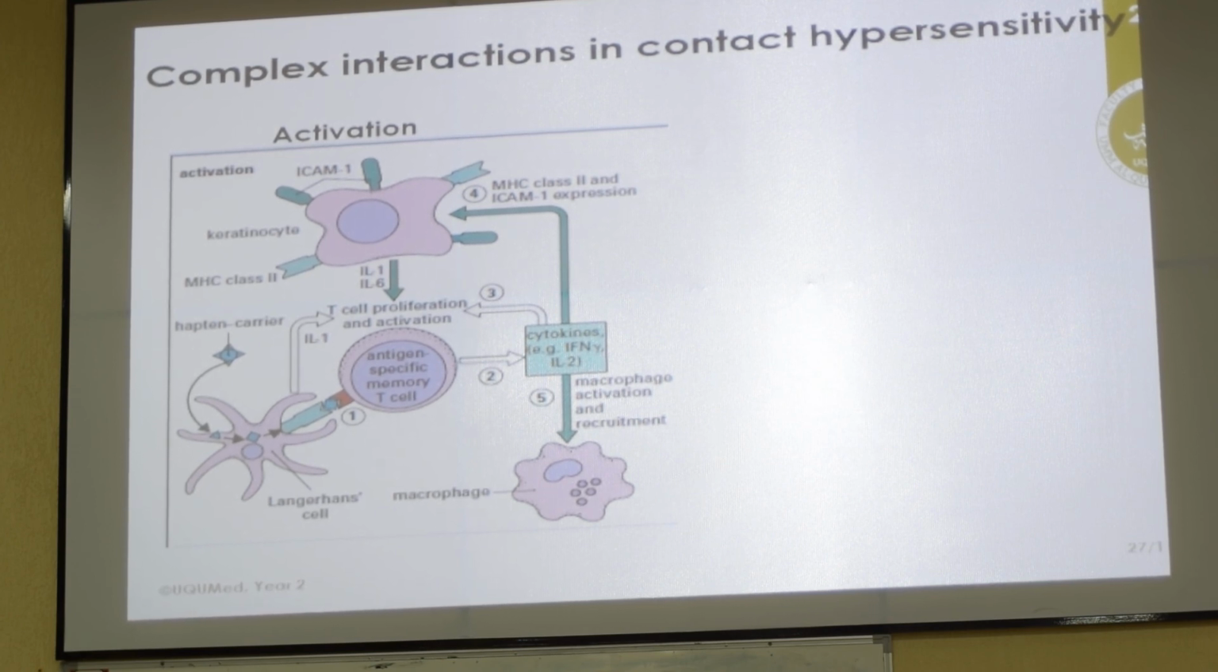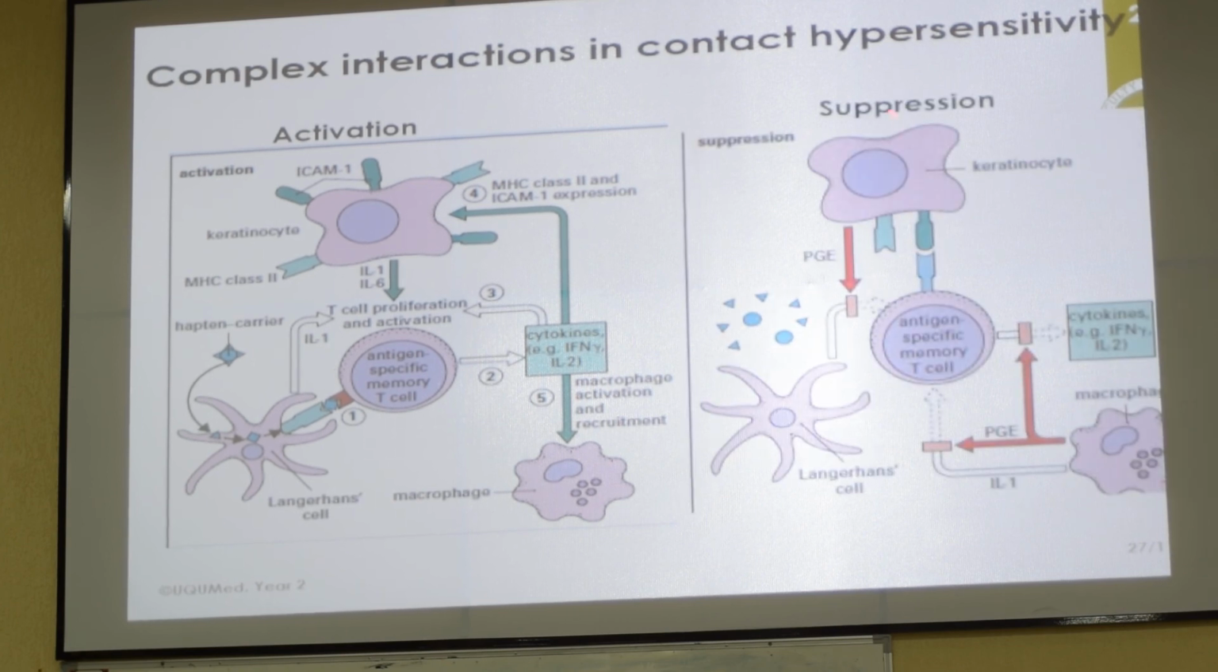And what is the reason for that? The reason is that these keratinocytes, after 72 hours, when no more contact is there, are going to produce prostaglandin E. And this prostaglandin E will also be produced by macrophages, which will block the activated T cells, and the whole situation is going to subside.